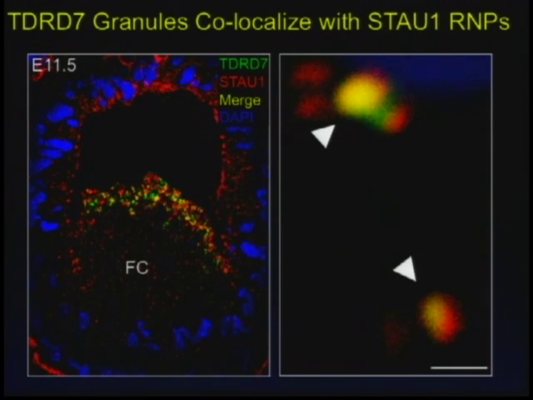And we found that in the polarized lens cell, staufen 1 is co-localizing with Tdrd7 in the anterior edge of these fiber cells, which are elongating towards the anterior epithelium to fill up this vesicle. And one can see this bar represents 1 micrometer thickness, so one can see that this localization is intricate.